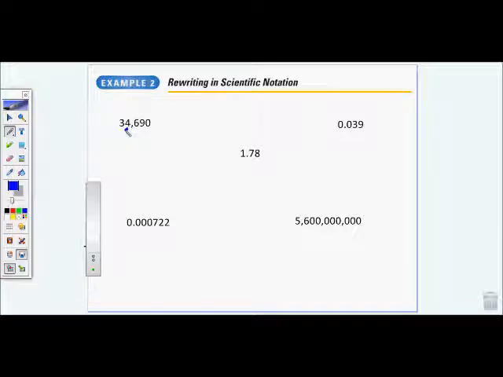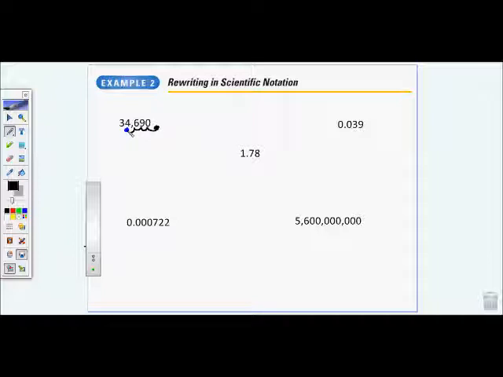So I want my digit to be right here between the 3 and the 4. To get my digit there, I'm going to count to see how many places I would need to move that digit. Right now, the original digit is here, and I'm going to move it, making it smaller. 1, 2, 3, 4 dinks to get to my new decimal point.